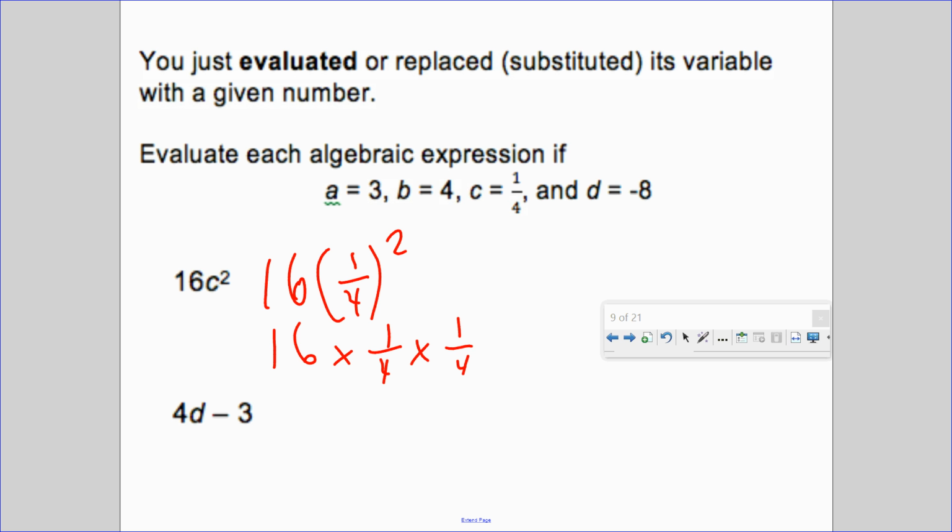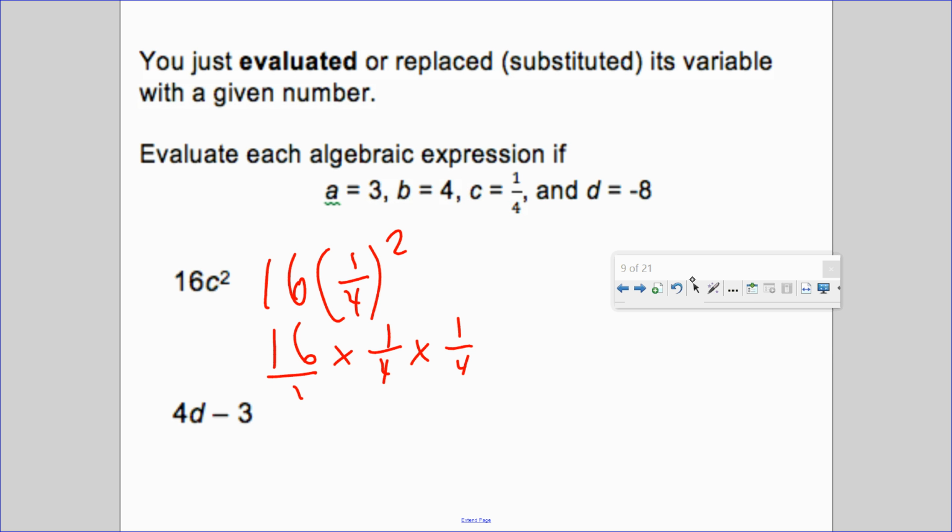So how would you rewrite 16 as a fraction? 16 over 1. If you multiply the numerators, 16 times 1 is 16. If you multiply the denominators, 1 times 4 times 4 is 16. It is equal to 1.